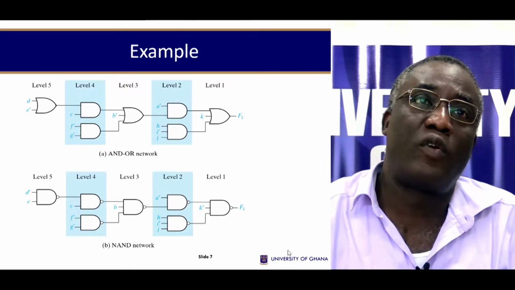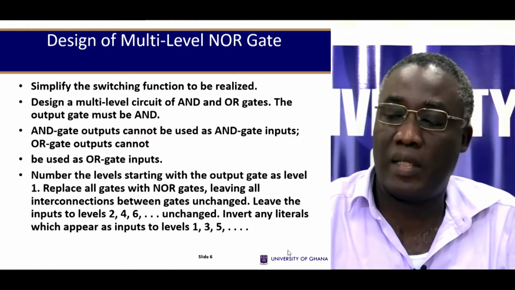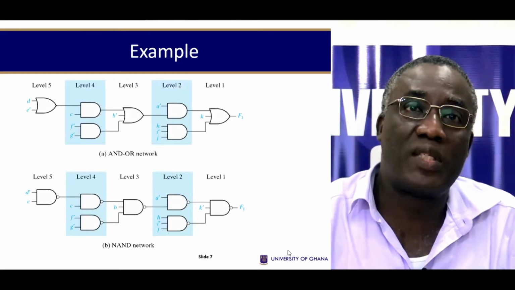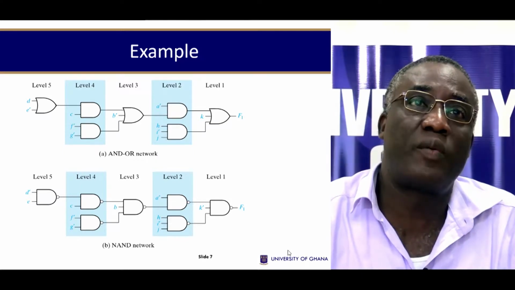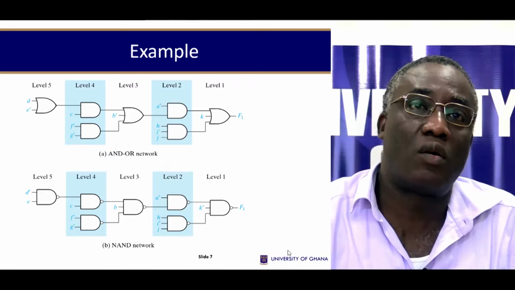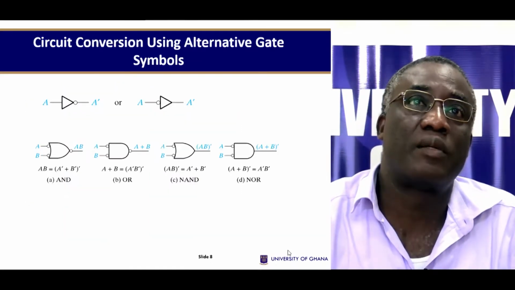If you follow the rules on the previous slides and work through this, you see how this inversion is done. So this is how to convert from an AND-OR gate network to a NAND network. This is how it will be done, and you realize exactly the same function.